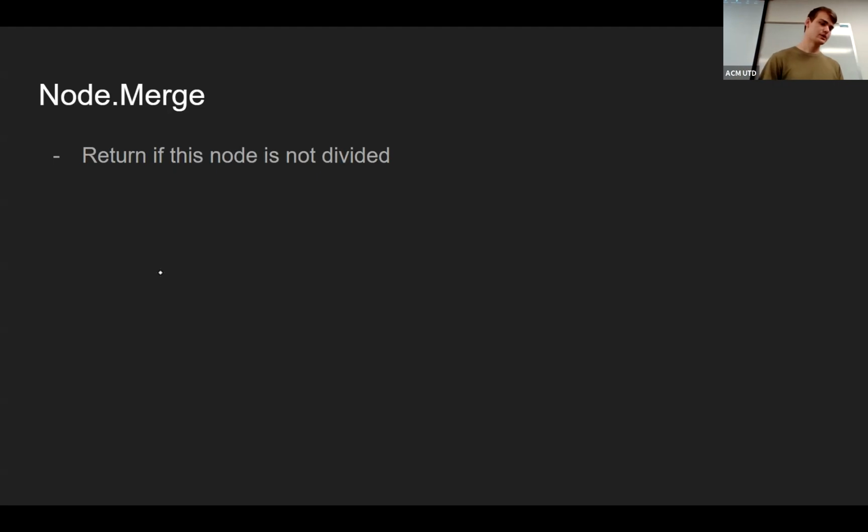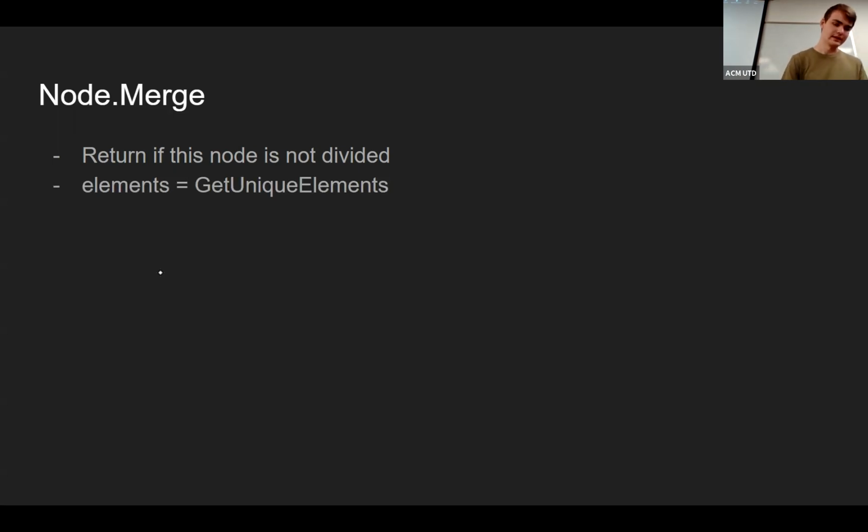Okay, so then we have merge. This is the last big one. And then we have some stuff from element, which we'll have to finish next time. But let's look at merge. So if our node is not divided, meaning, and we can check that just by seeing if we have any children. If we don't have any children, then we just return because there's nothing to merge.